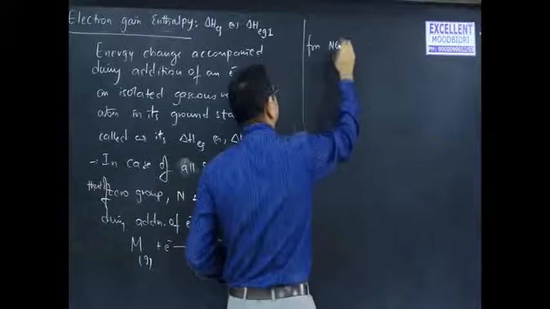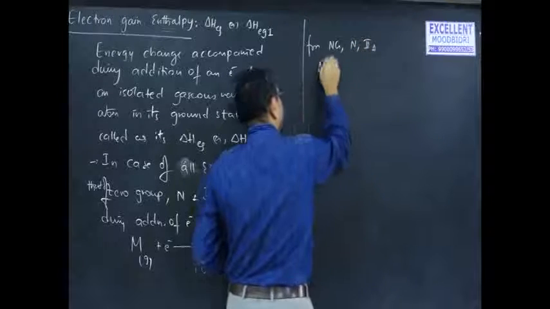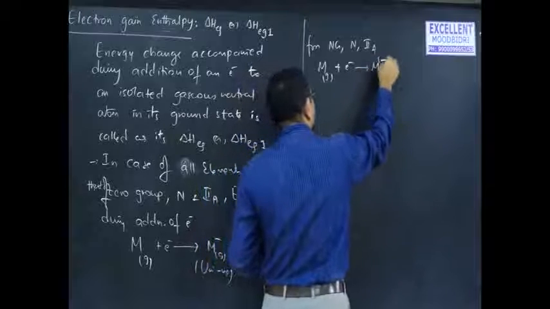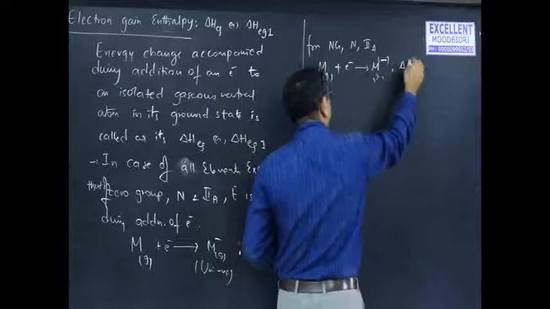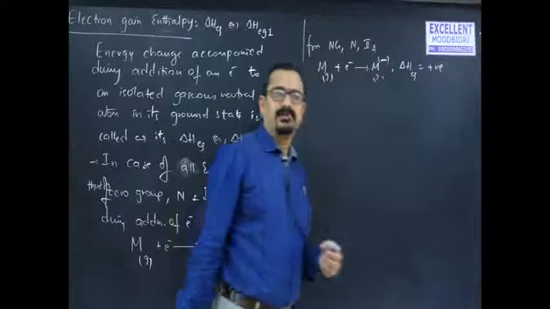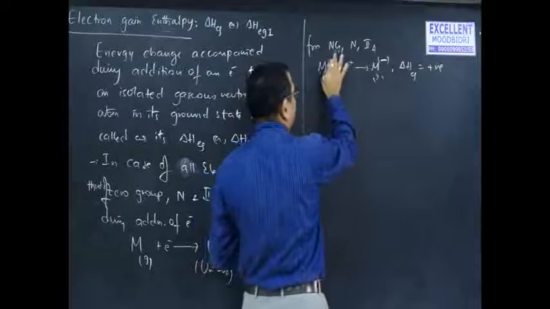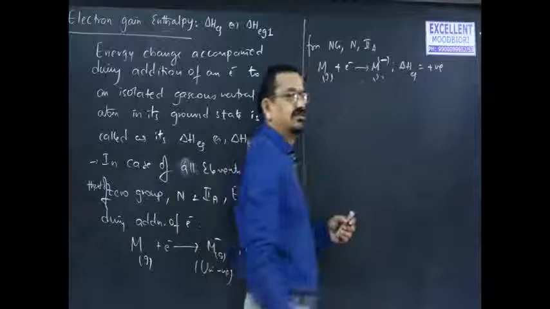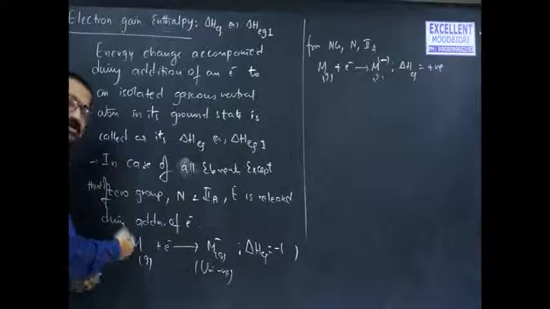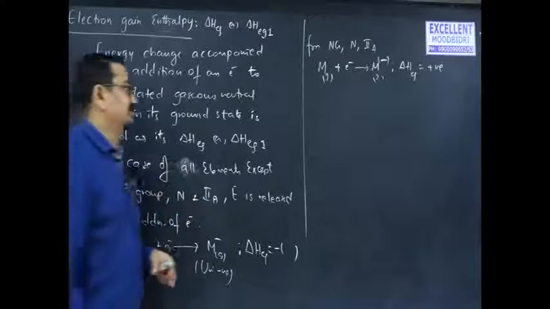Whereas for noble gases, nitrogen and 2A group elements, when an electron is added to an isolated gaseous neutral atom to give a uni-negative ion, energy is absorbed. That reaction is endothermic, whose sign is given with a plus. So, electron gain enthalpy for noble gases, nitrogen and alkaline earth metals is positive, whereas for all other elements it is negative, exothermic in nature.